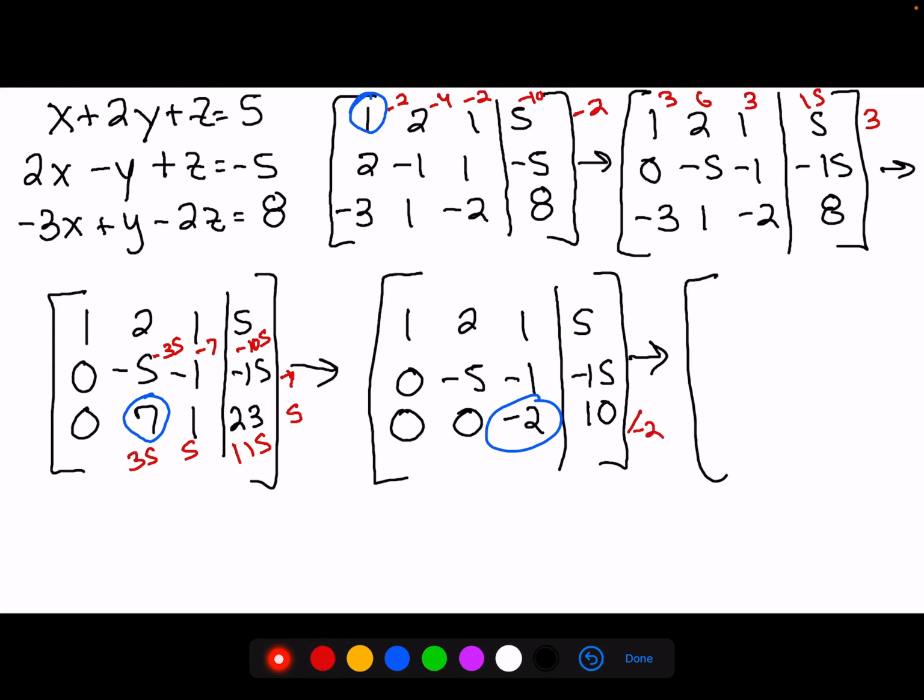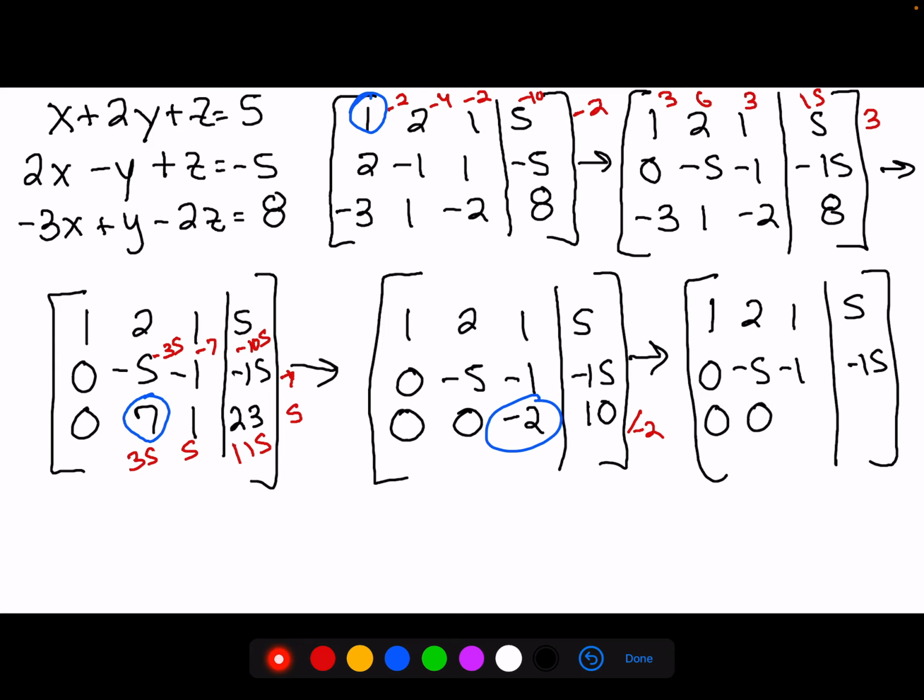So first and second row will be the same. I have 0, 0, 1, -5. So far, so good. My last point of concern is that right there. So what can I do with that? I mean, this method does want me to get a 1 there. I don't technically have to. I could go straight to just writing my equations and solving.